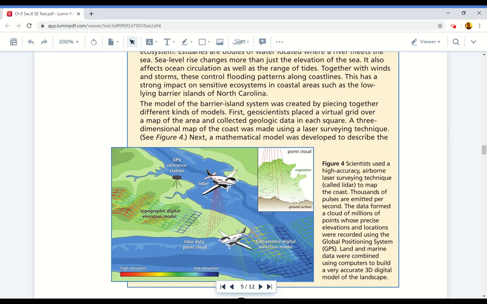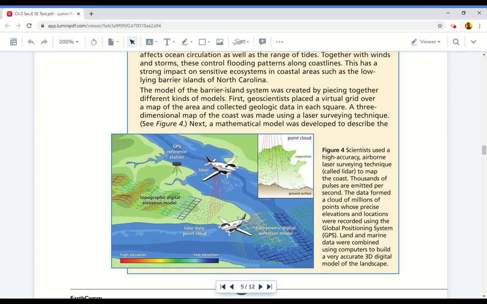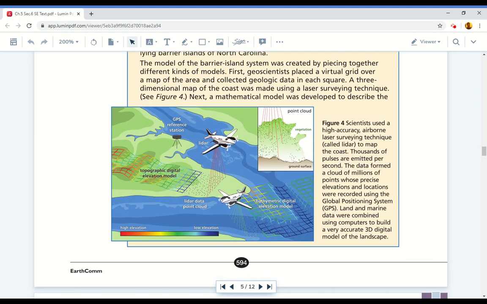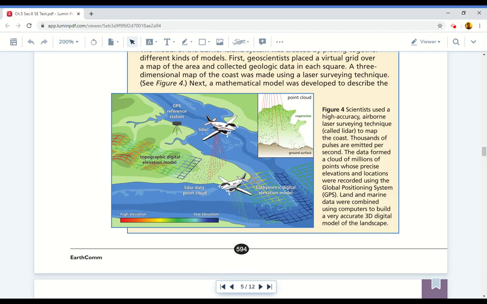Sea level rise changes more than just the elevation of the sea. It also affects ocean circulation as well as the range of tides. Together with winds and storms, these control flooding patterns along coastlines. This has a strong impact on sensitive ecosystems in coastal areas such as the low-lying barrier islands of North Carolina. The model of the barrier island system was created by piecing together different kinds of models.